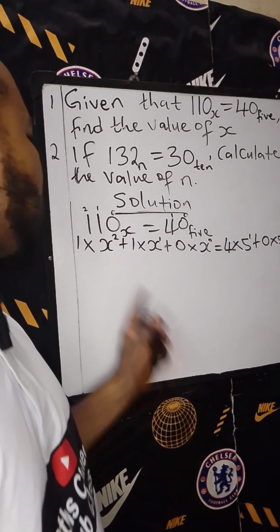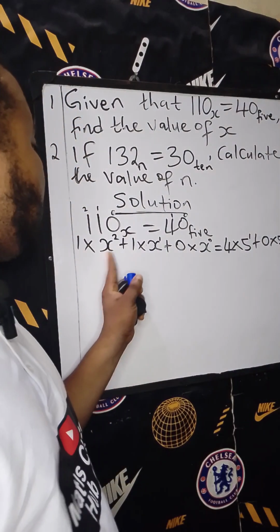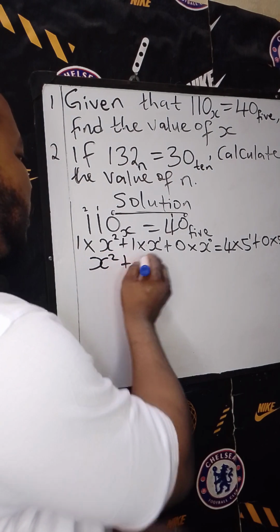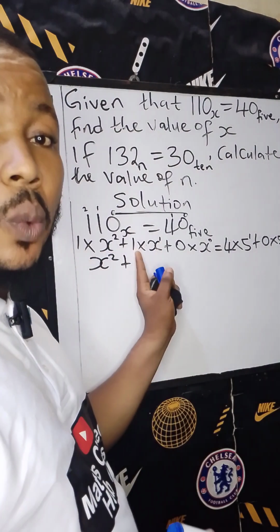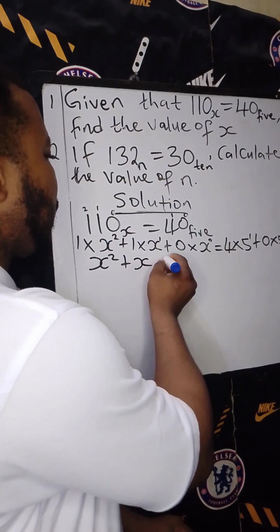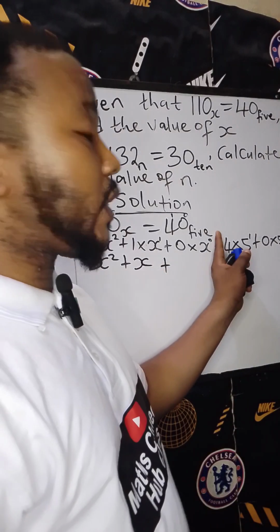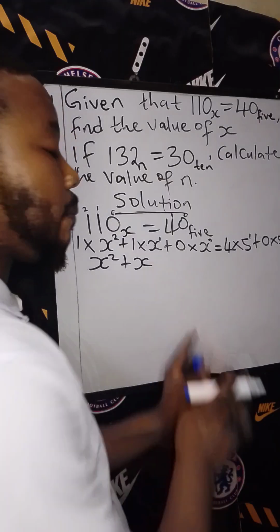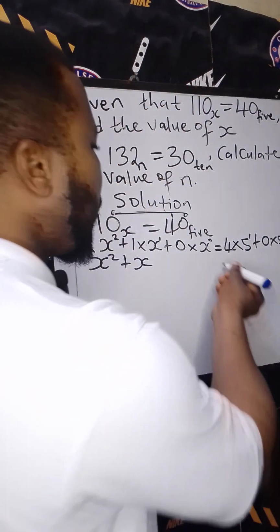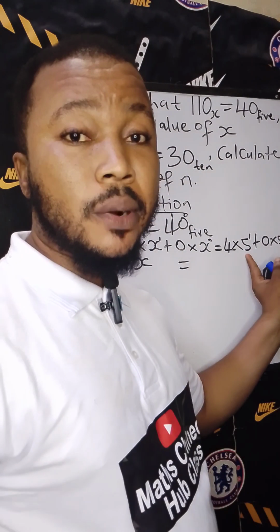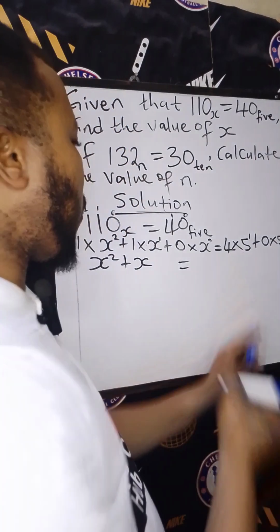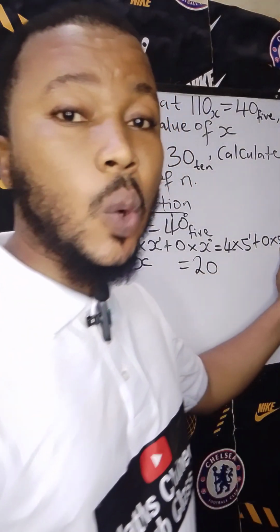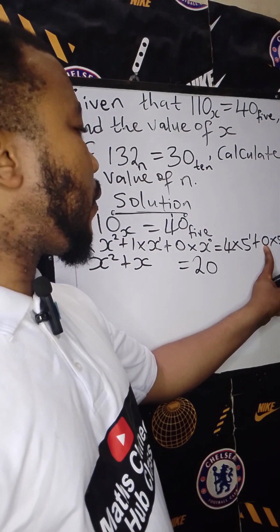Okay, so let's continue. Now, x raised to the power of 2, this x squared times 1 is still x squared. And x raised to the power of 1 times 1, of course, is x, plus x raised to the power of 0 is 1, and 1 times 0 is still 0. So we can just leave that instead of saying plus 0, it's still the same thing. Good, the same thing here. 5 raised to the power of 1 is 5, and 5 times 4 we are having 20. Here, 5 raised to the power of 0 is 1, and 1 times 0 is 0.